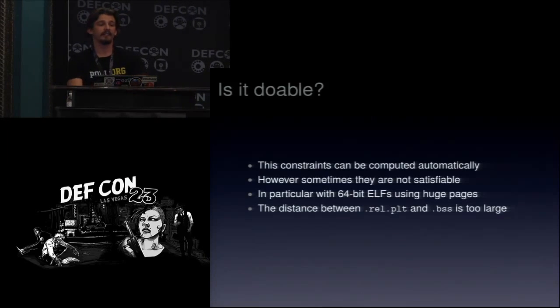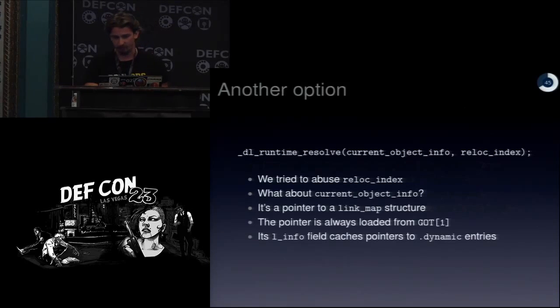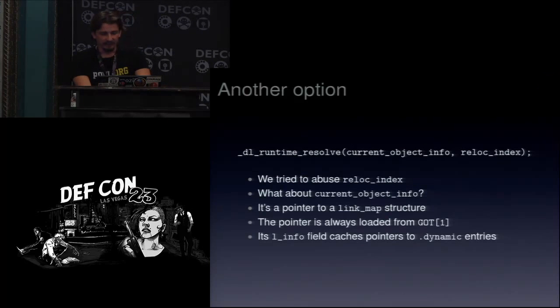The problem is that 64-bit binaries with huge pages and symbol versioning enabled are pretty popular. So we found another solution for this. The idea in this case is not to play around with the reloc index, but with the current object info. So let's look into it. What do we have there? It's basically a pointer to a link_map structure. This pointer is always stored in a reserved entry in the GOT table, which is the second one, GOT[1], the second entry of the GOT table.